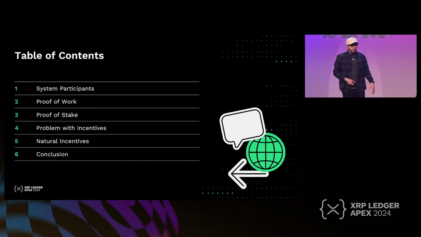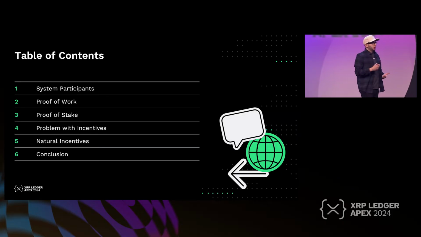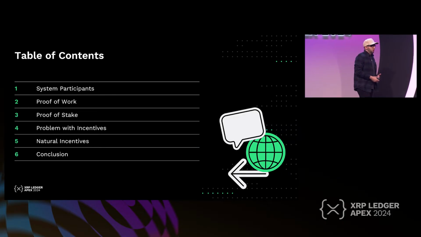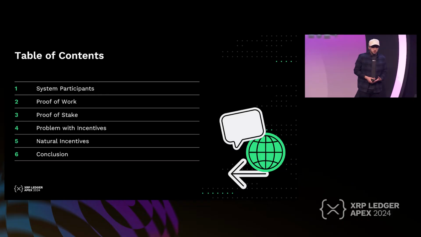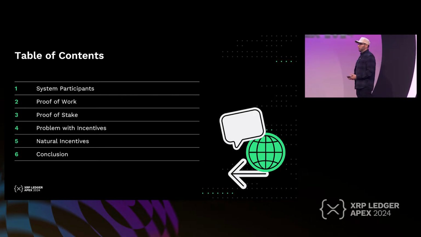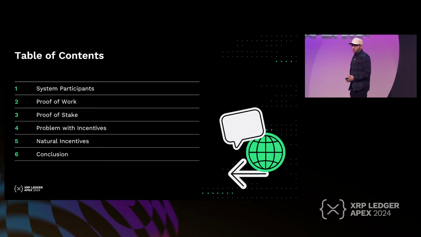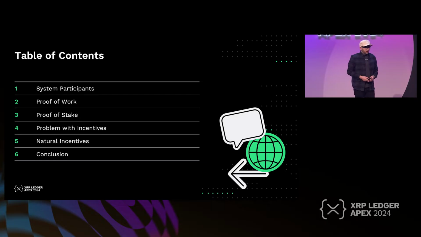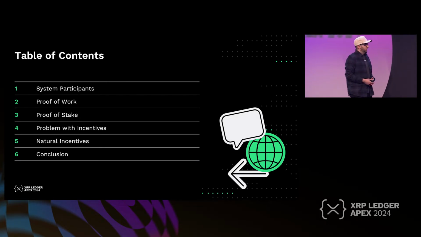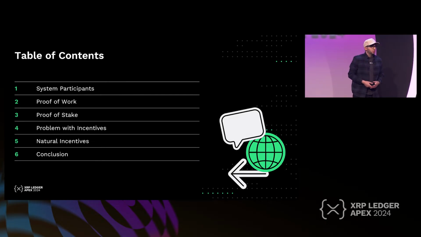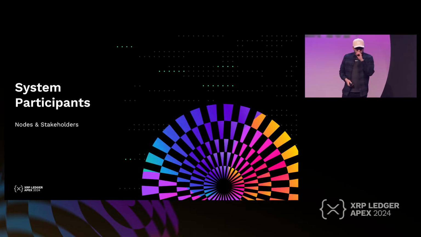So I'm going to go through my contents here. We're going to look at the system participants. We're going to clear some terminology. What do I mean by system participants? We're going to look at some established incentive programs like proof of work and proof of stake, and we're going to look at what the problems with incentives are and how we can exploit natural incentives. And we're going to see if we can find a conclusion. System participants.